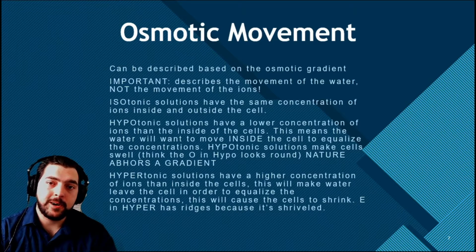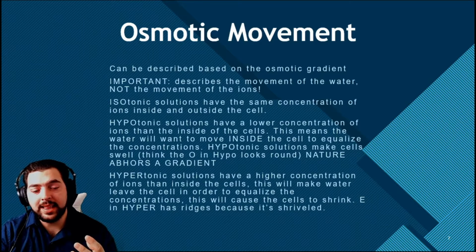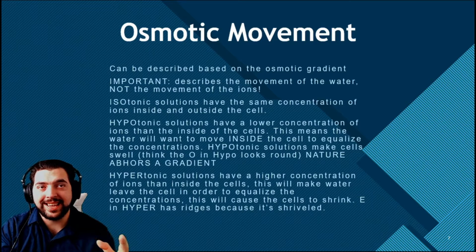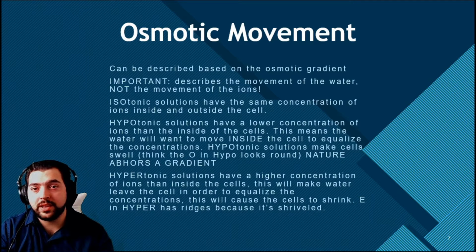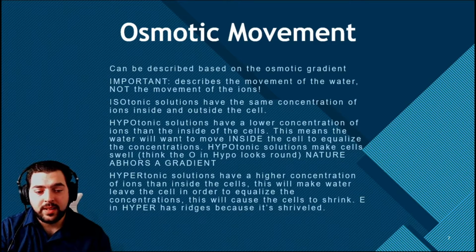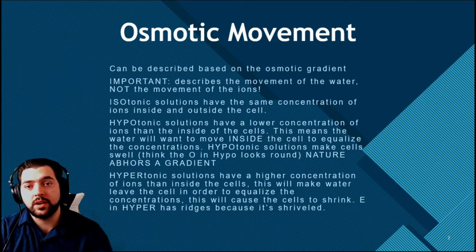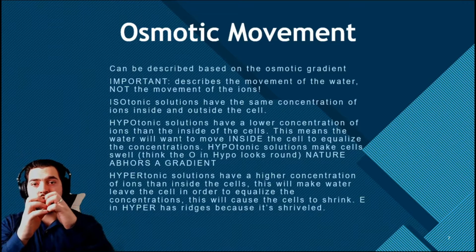A hypertonic solution has a higher concentration of ions in the solution than it has in the cell. So that means that there is less water in the solution than there is water in the cell. That means the water wants to flow downhill out of the cell into the solution. We end up with dehydrated cells. They kind of shrink and shrivel up.